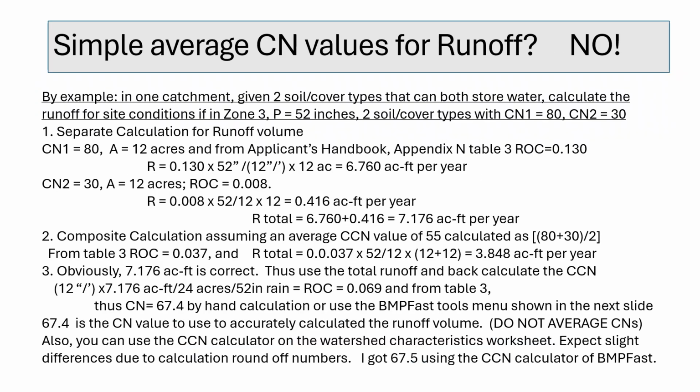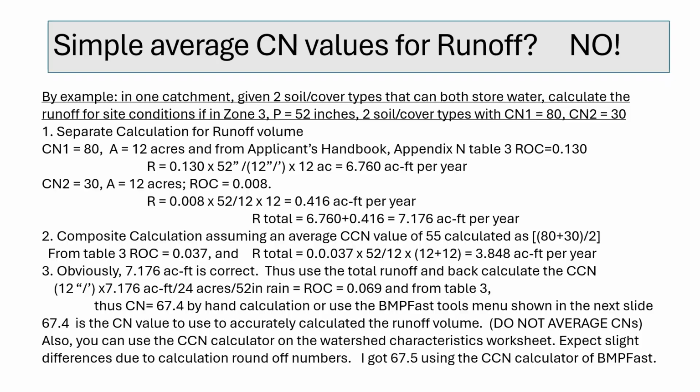Here's an important concept to understand when working with curve numbers across multiple soil and cover types. You should never use a simple arithmetic average of curve numbers to calculate composite runoff. Let me walk through a concrete example that demonstrates exactly why. Consider a catchment in Zone 3 with 52 inches of annual rainfall and 2 soil and cover types, each covering 12 acres.